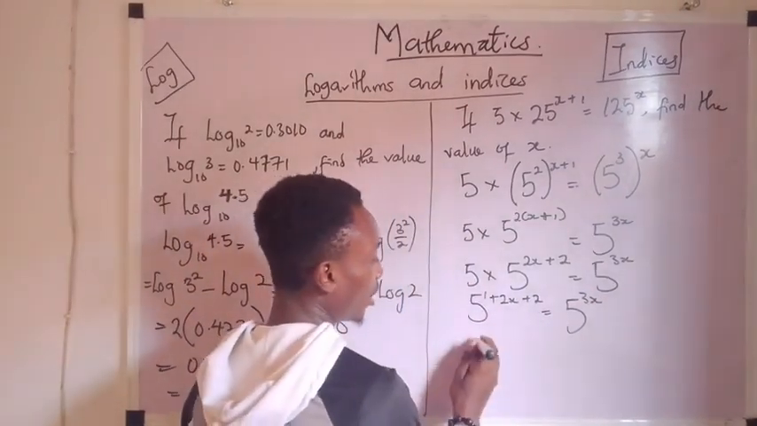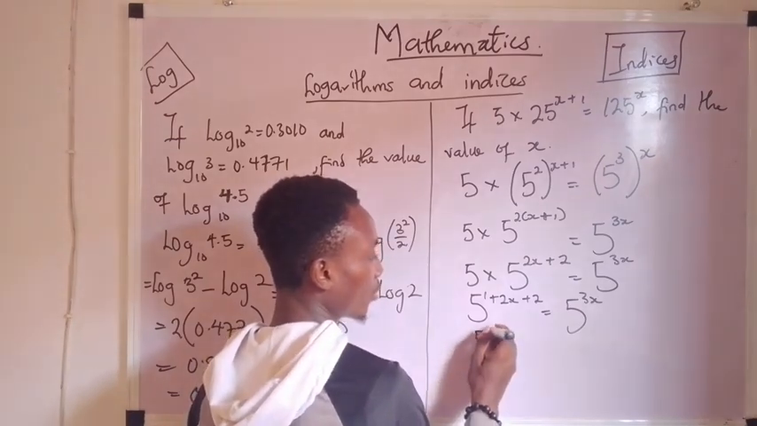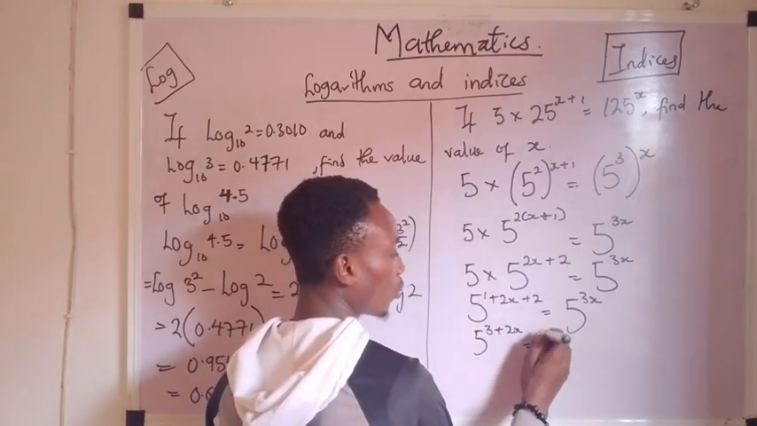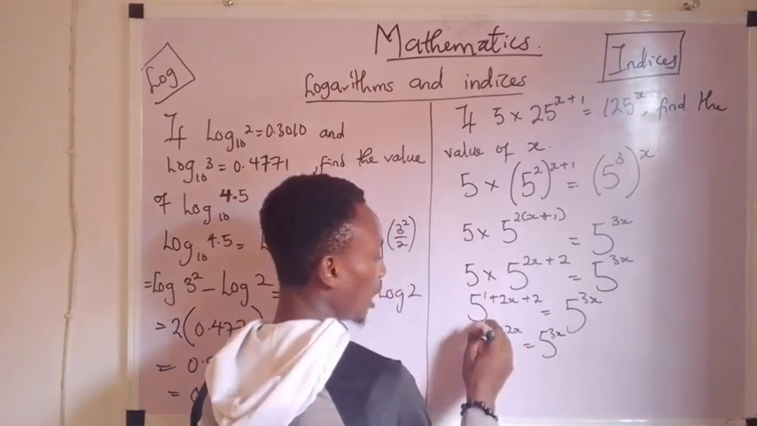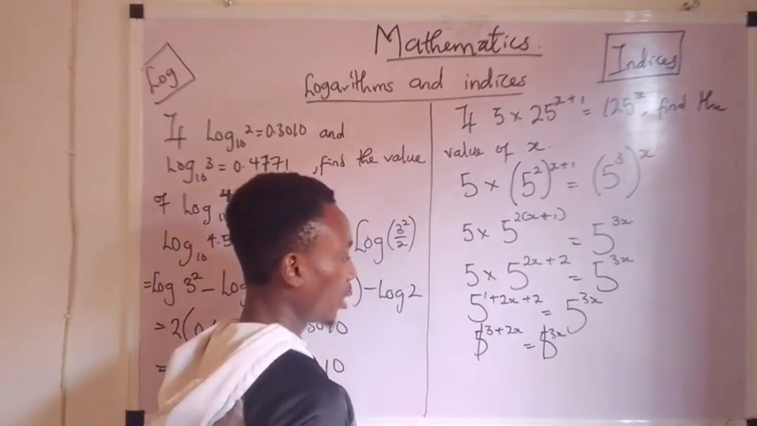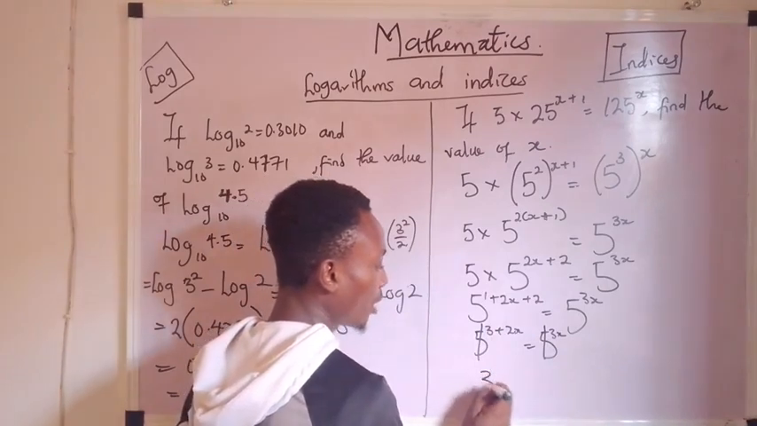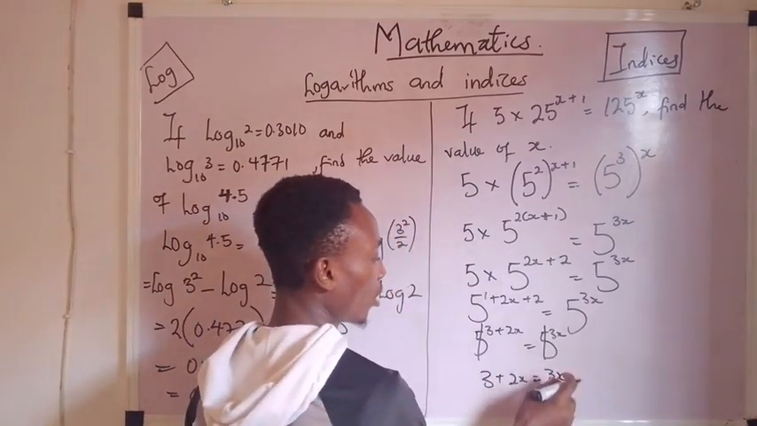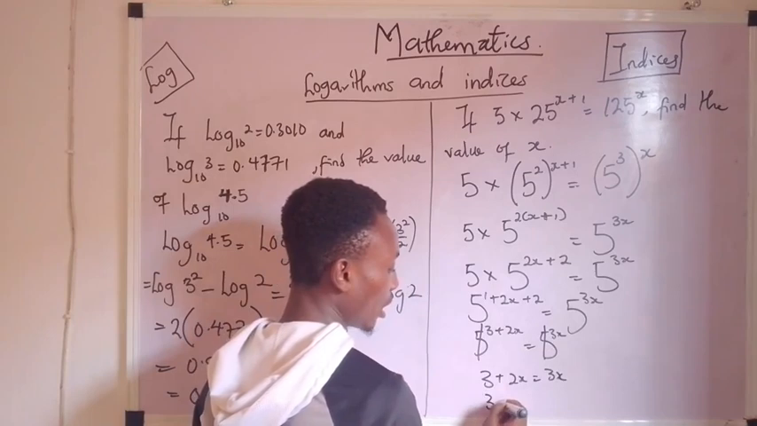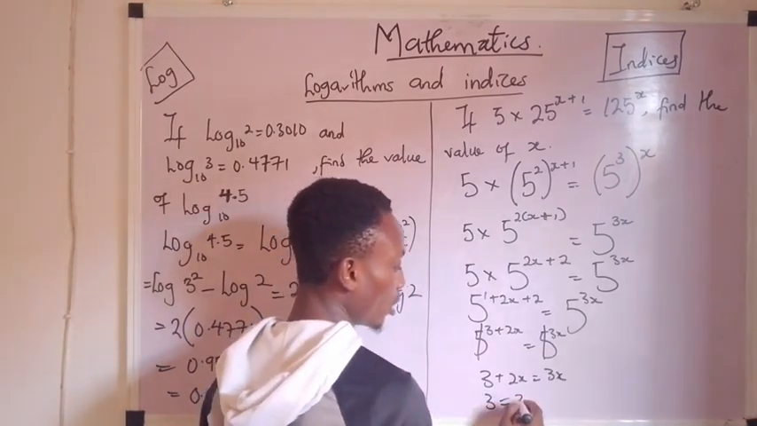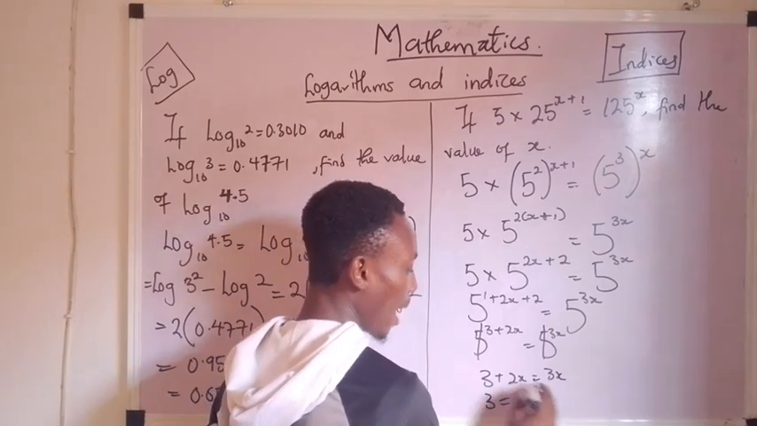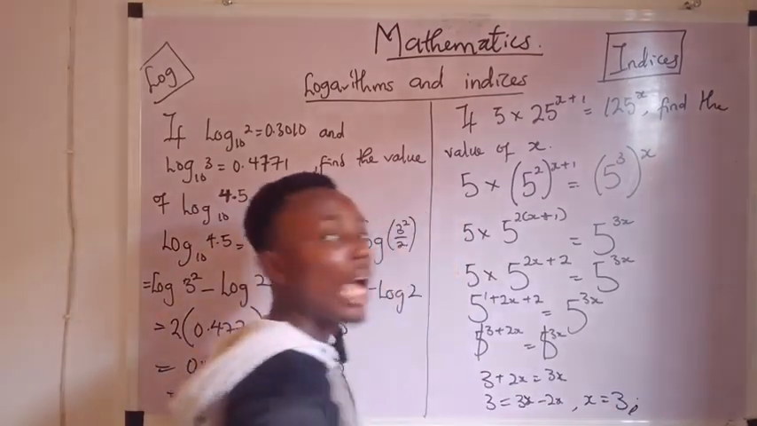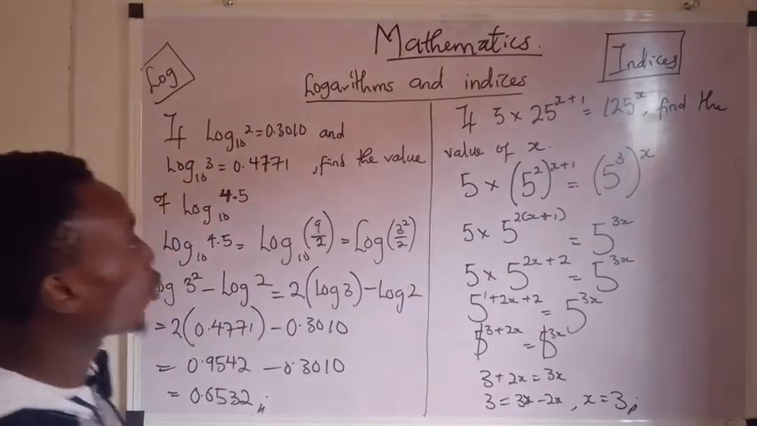Now collect like terms here. You have 5 raised to the power 1 plus 2, which is 3, plus 2x, is equal to 5 raised to the power 3x. Now this can cancel this. Now we bring the powers down and we have 3 plus 2x equals 3x. Collect like terms, 2x goes to the other side. You have 3 equals 3x minus 2x. So our x is equal to 3. And that's our solution for the first question.